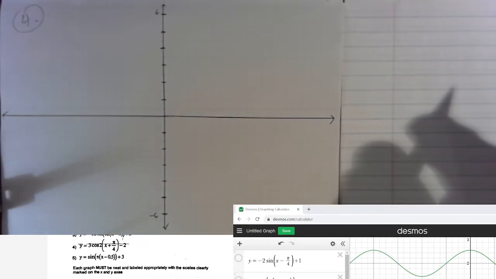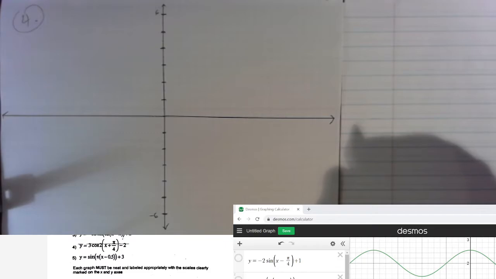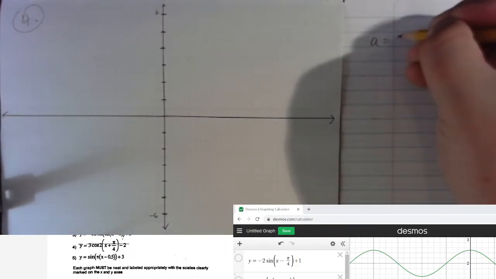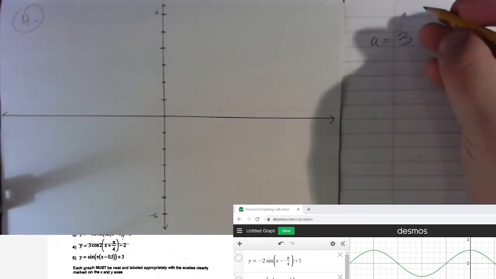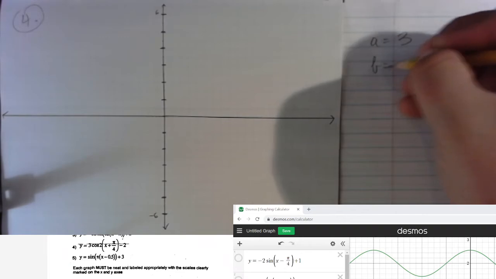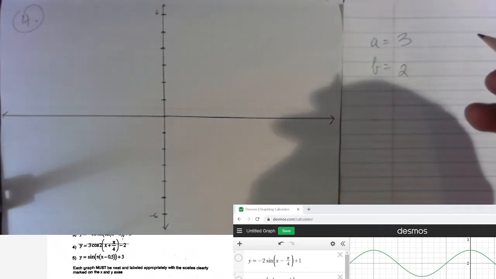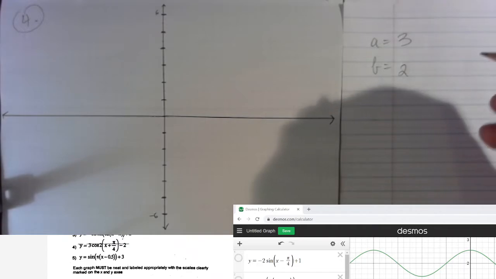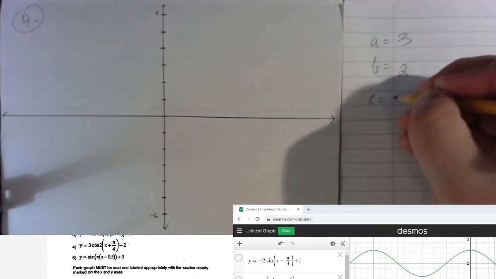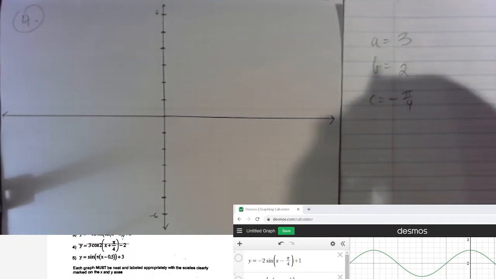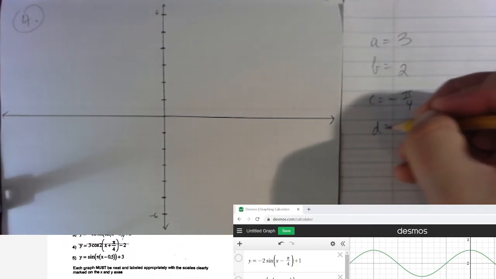Number 4 is going to have, let's see, it's a cosine graph, and its A value is 3. Its B value is 2. Don't let the fact that there's no bracket before that 2 mess with you. That's the same as if you'd written a bracket around the 2. The C value is negative this time, negative pi by 4, and the D value is negative 2.